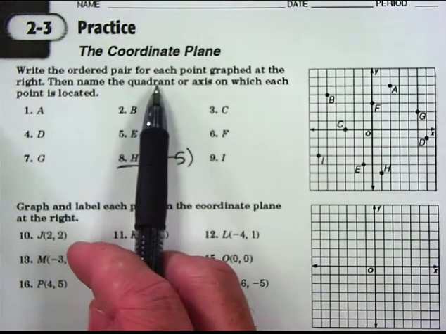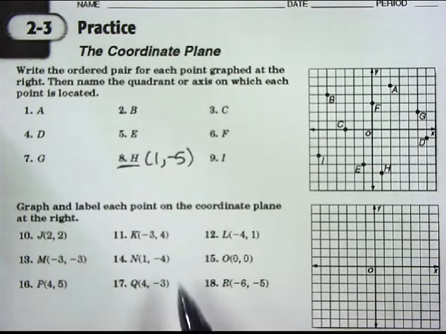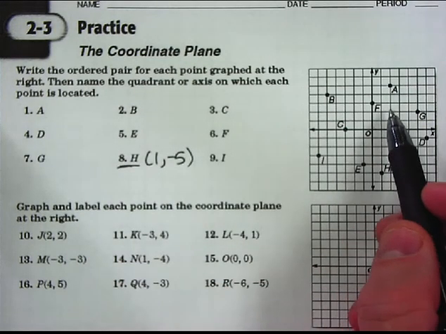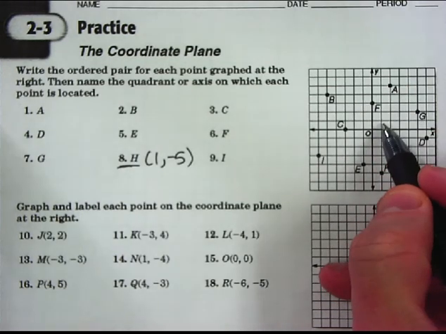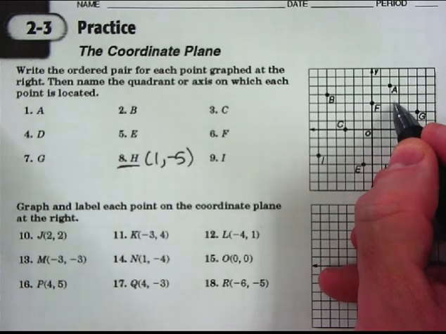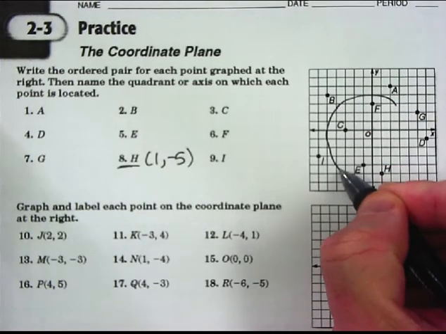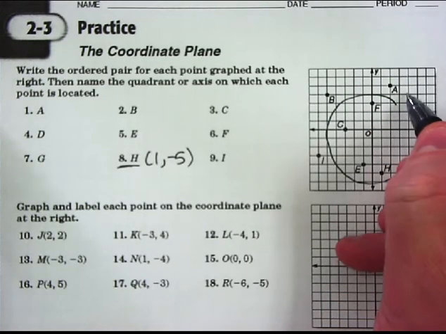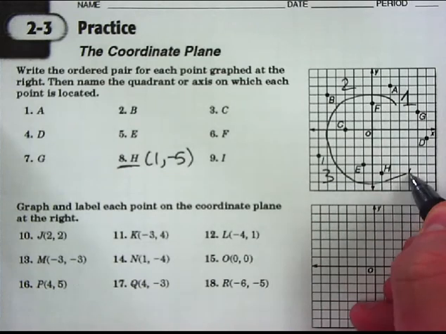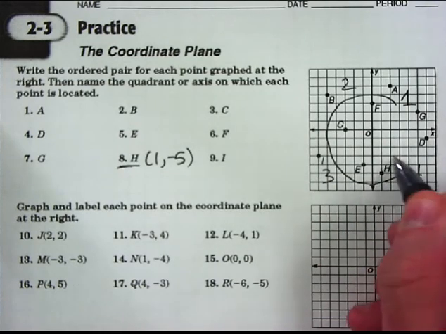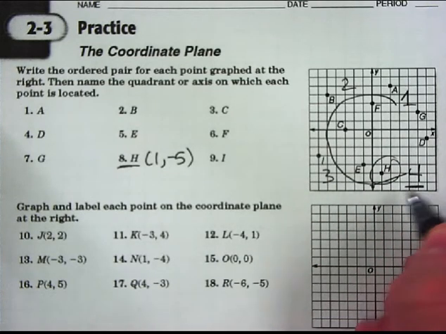Then we need to name the quadrant or axis on which that point is located. Well, I know that we can make a C if we start in the first quadrant where all the points are positive, positive X, positive Y, and then make a C. I can name my quadrants. So this is quadrant 1, 2, 3, and 4. So point H is located in quadrant 4.